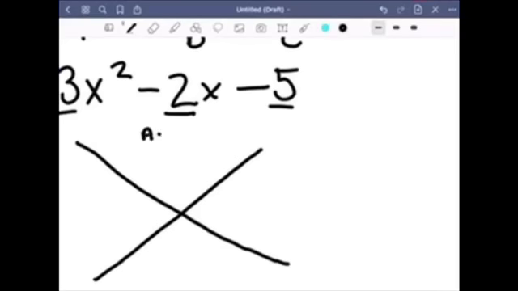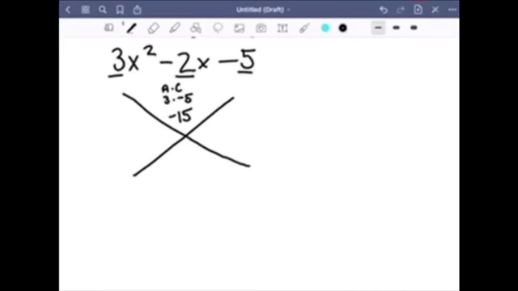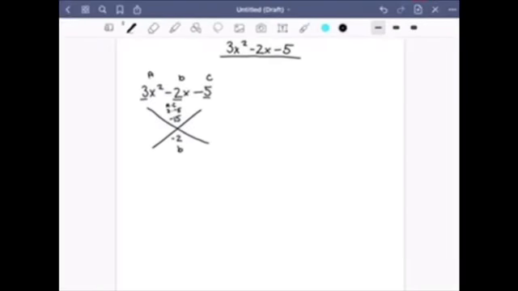And in the top, we're going to do a times c, which is 3 times negative 5, which is negative 15. And then in the bottom, it's just going to be the b, and that's negative 2. Then you're going to have a space where you can factor negative 15. We're only going to factor negative 15, not negative 2. And you'll see why. So negative 15, where it's negative 1 and 15.